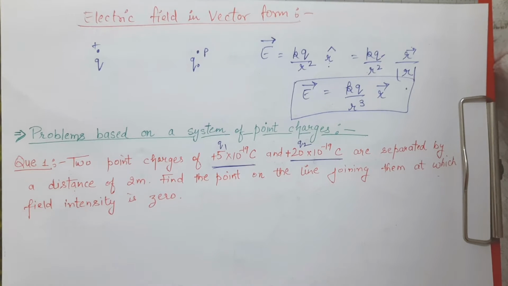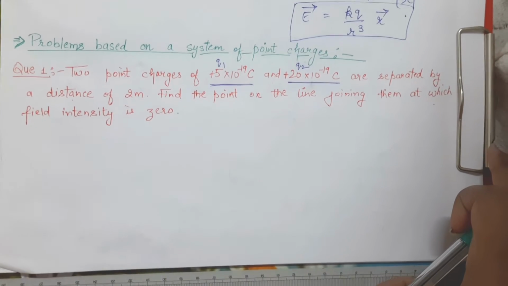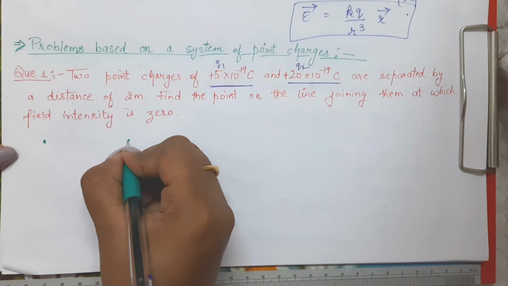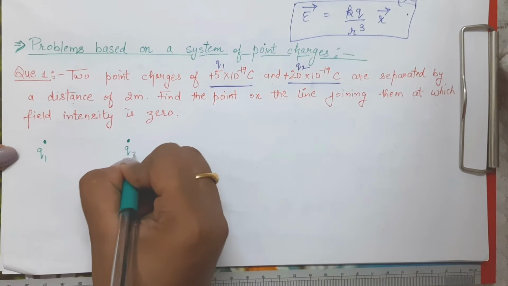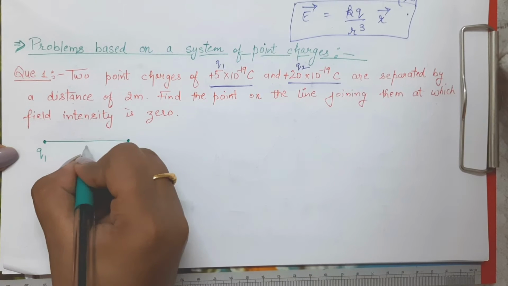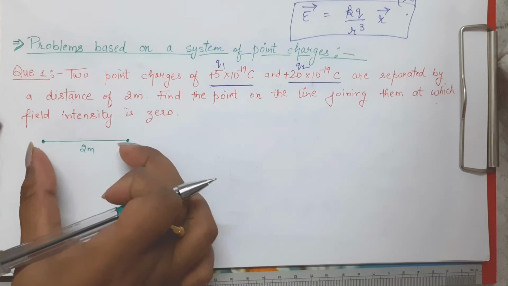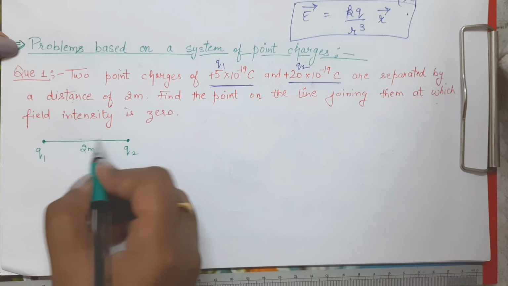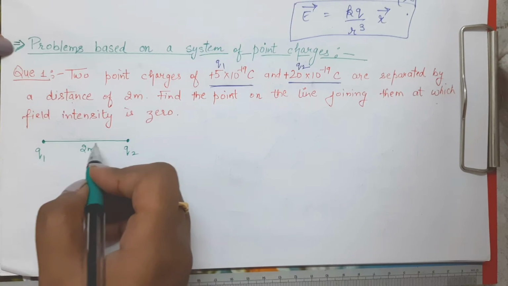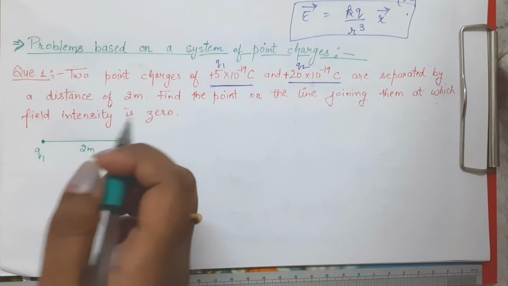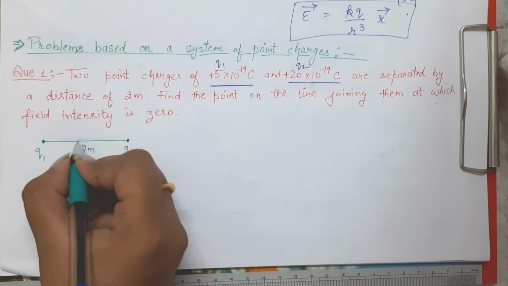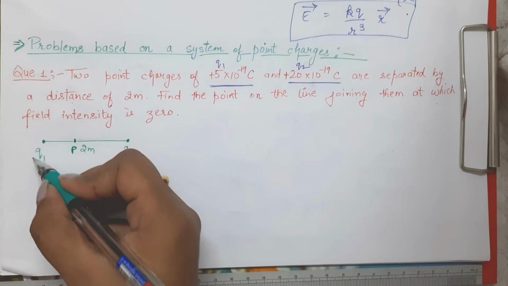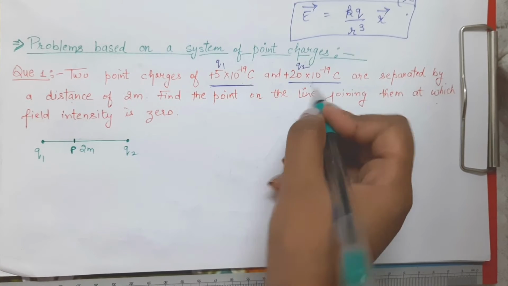So basically what is given in the system is that we have 2 point charges q1 and q2, separated by a distance of 2 meters. This is the distance r, say 2 meters, and on the line joining these two charges, we have to find a point at which the electric field intensity is 0. Suppose that particular point is P and it is here.